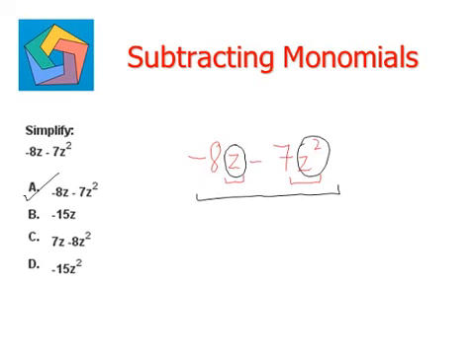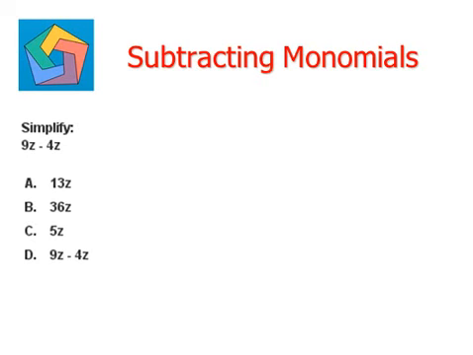Let's look further. It says 9z minus 4z. Now the first rule says we have to identify whether they are like terms or not. So here we see we have z over here and z again over here. So that means they are like terms. So we do the subtraction. 9z minus 4z, that is 9 minus 4 will give us 5 and z will come here as it is. So option C is the correct answer.